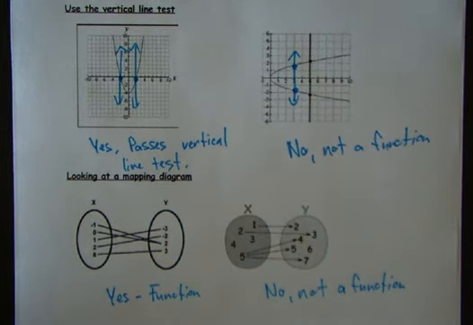So that's a quick introduction to functions. Remember, they're a type of relation where there's exactly one y value for each x value. We'll be back next time to talk about function machines and function notation.